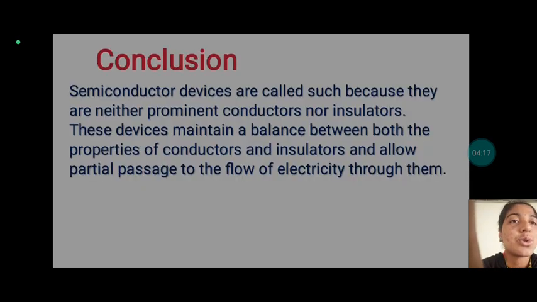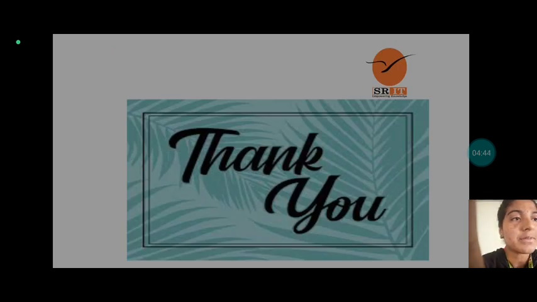Lastly, conclusion. Semiconductor devices are called such because they are neither perfect conductors nor insulators. These devices maintain a balance between the properties of conductors and insulators and allow partial flow of electrons through them.